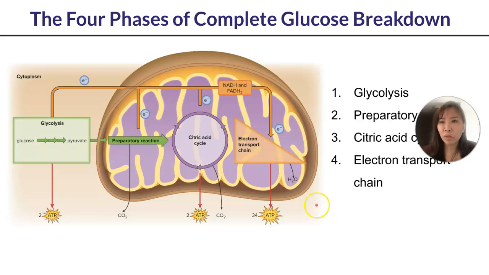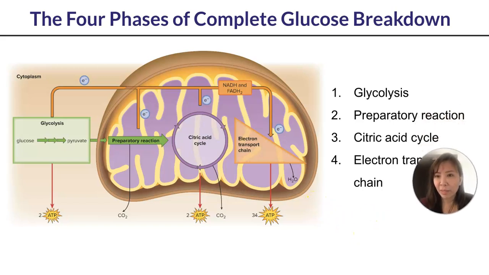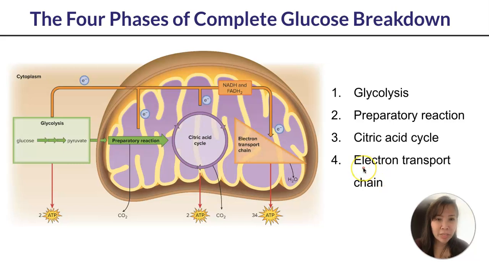So the breakdown of glucose has 4 phases, right? We have glycolysis over here, and notice that glycolysis, so this big structure right here is the mitochondria. Notice how glycolysis is outside of the mitochondria, so I'm going to write outside, right? And so glycolysis is when we first take glucose and we convert it to pyruvate.